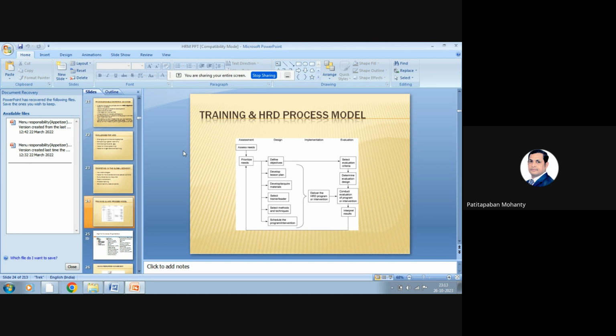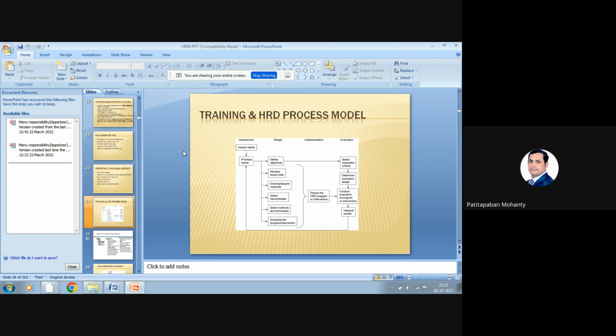When the assessment comes, there is a prioritization. Priority means when there is a necessity. When the necessity is there, then you need to have objectives. So this point is your objectives. If you have some purpose, some aim, then the prioritization comes. Then these objectives are linked with evaluation.